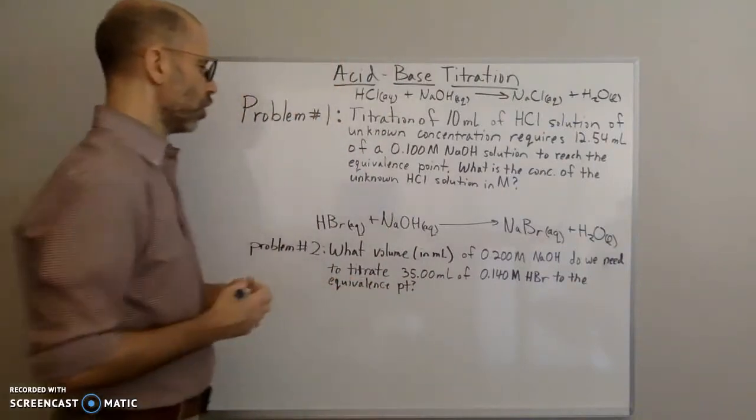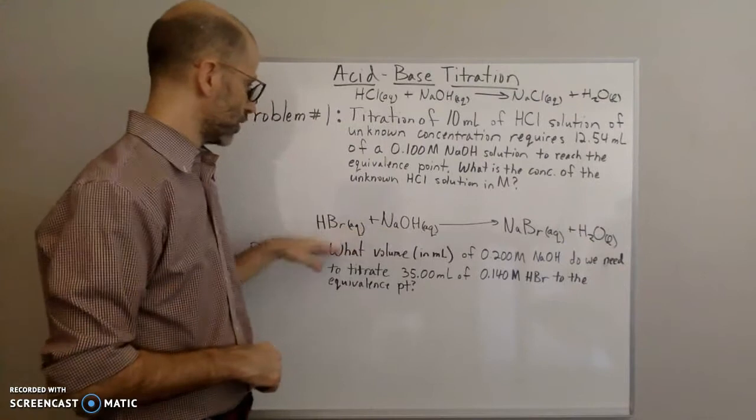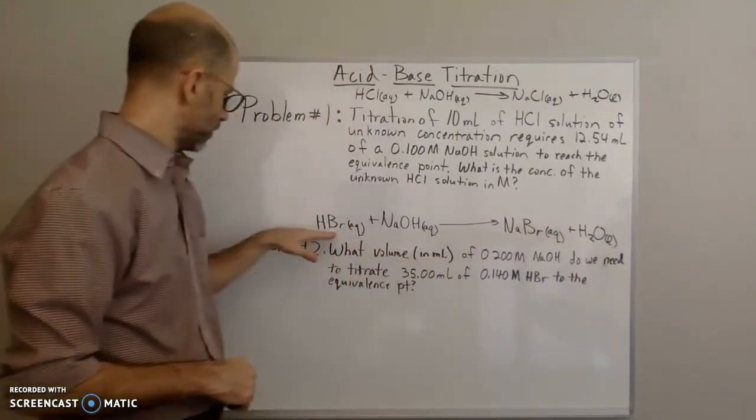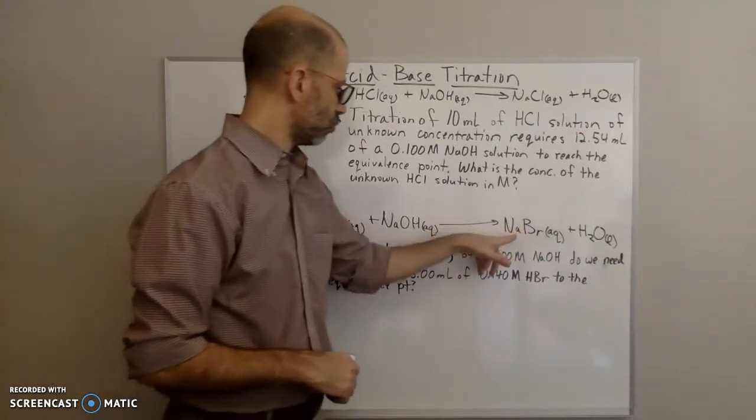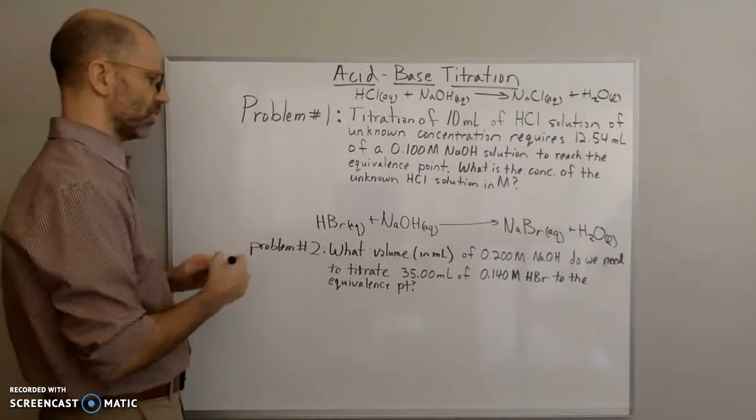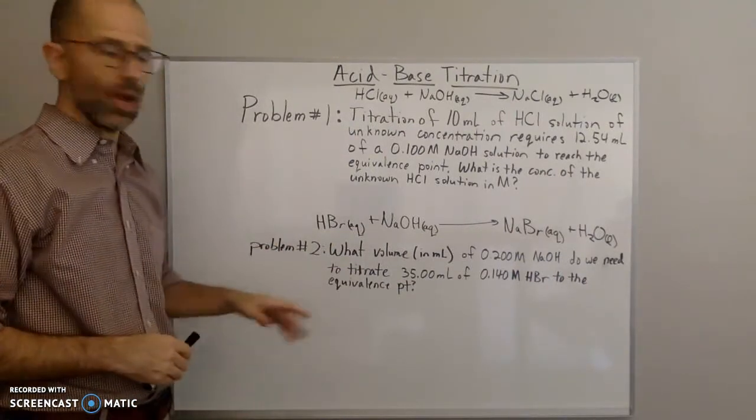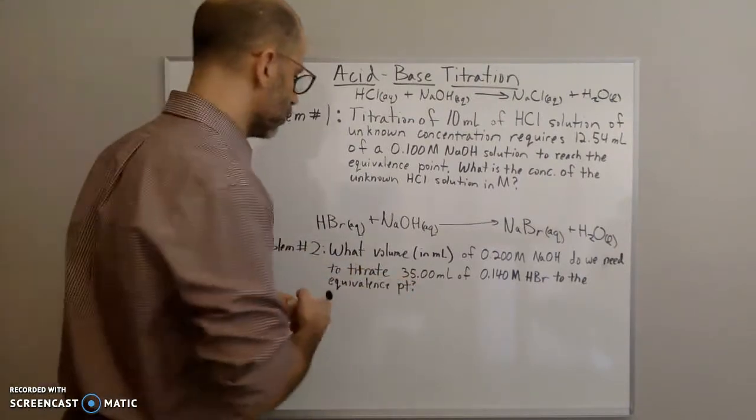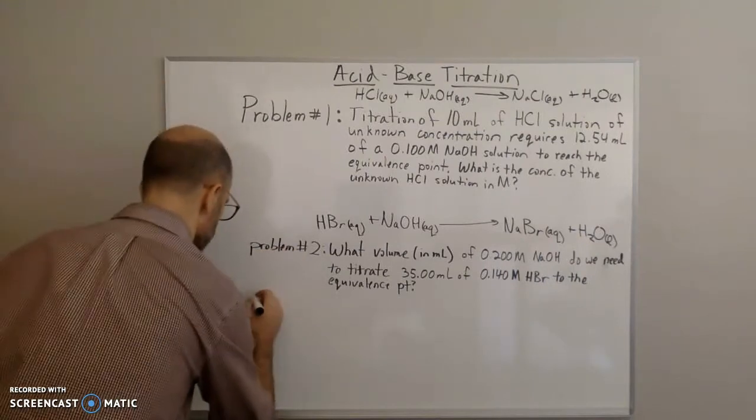Okay, so now we need to make sure this is balanced. The H and the OH go together to form water, so that is balanced. And we have one Na and one Br, and one Na and one Br. So this is a balanced equation, and it's all 1 to 1. Now that we have our balanced equation, we're going to start with the volume of our HBr solution. So we're going to start here.